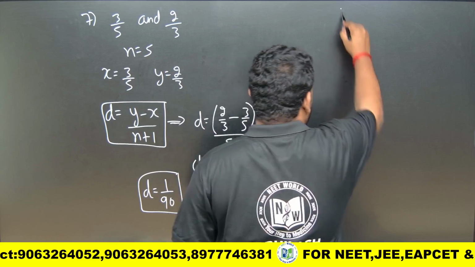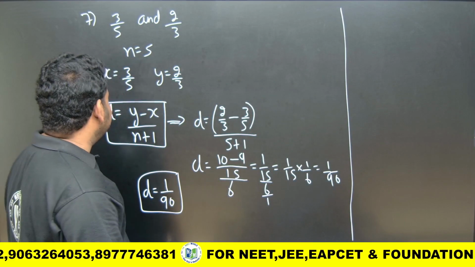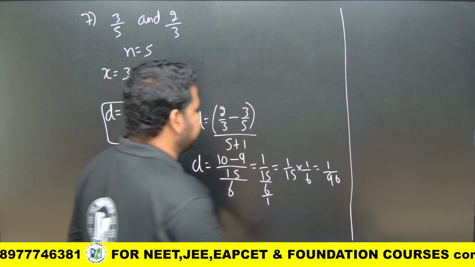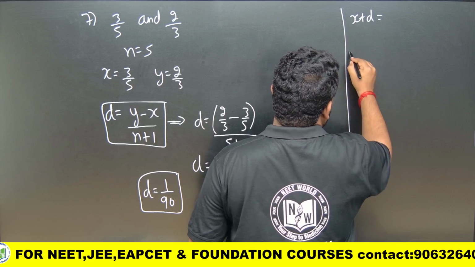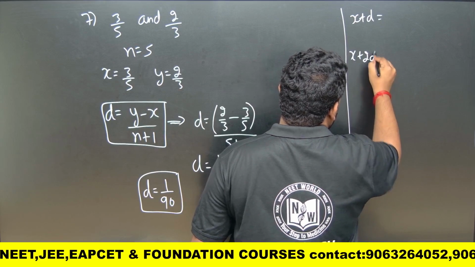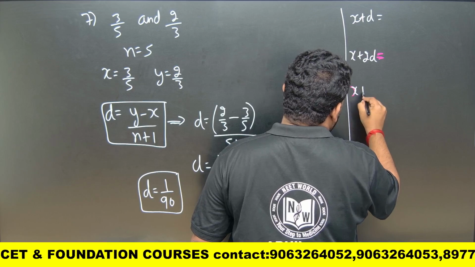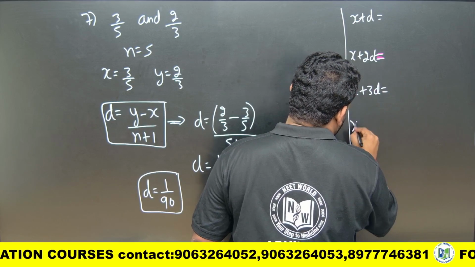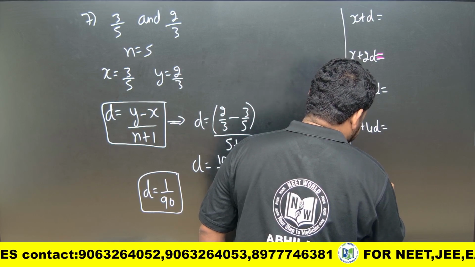Got it? So, the next thing we have to do: d is equal to 1 by 90. They are asking for 5 rational numbers, so I should write them down. First it will be x plus d. Next, another number is x plus 2d. Next, x plus 3d. X plus 4d. Then x plus 5d.